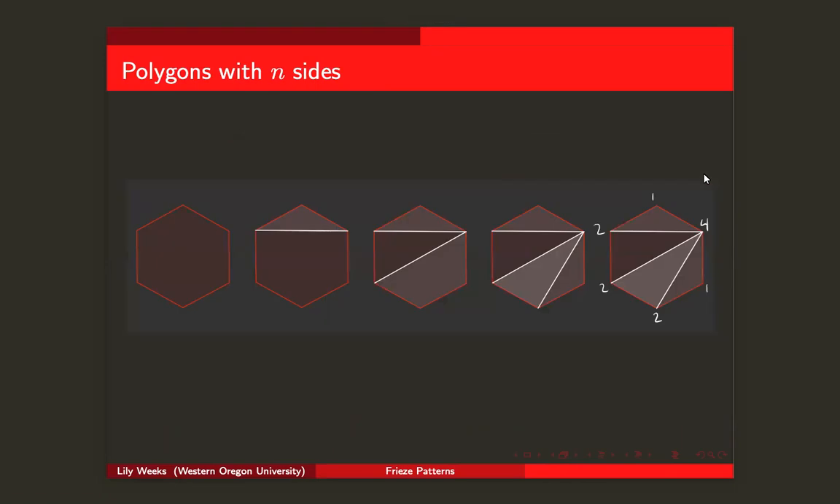Here I have 5 different hexagons. We're going to talk about polygons with n sides, which are also known as n-gons. And we can connect the vertices of an n-gon in a way that creates triangles as shown here. You'll notice that I have numbers listed at each of the vertices of the final triangulated polygon. These numbers represent the number of triangles adjacent or next to each vertex.